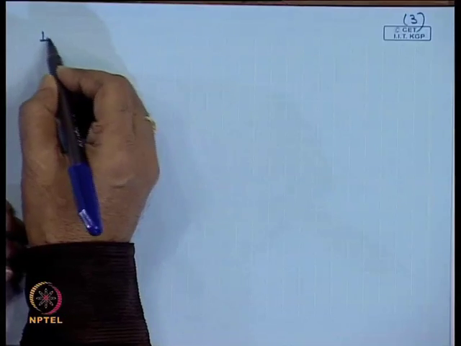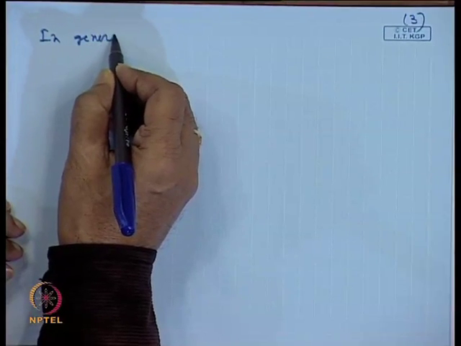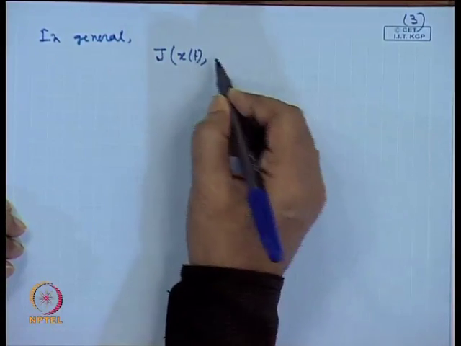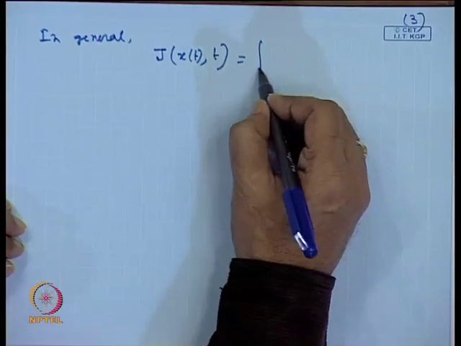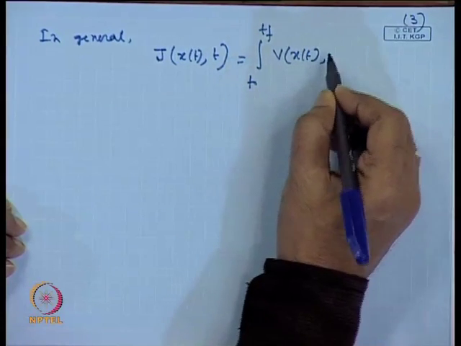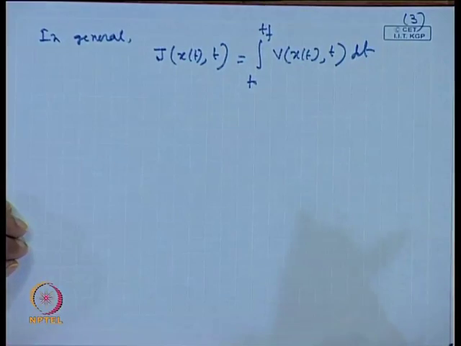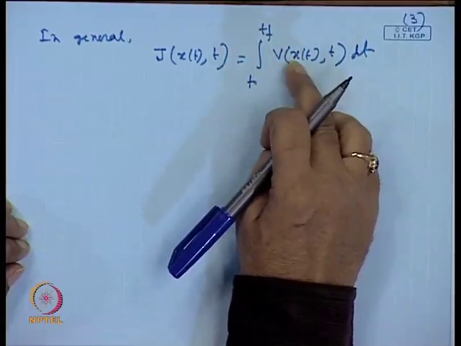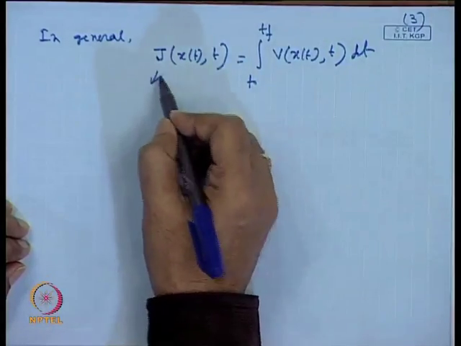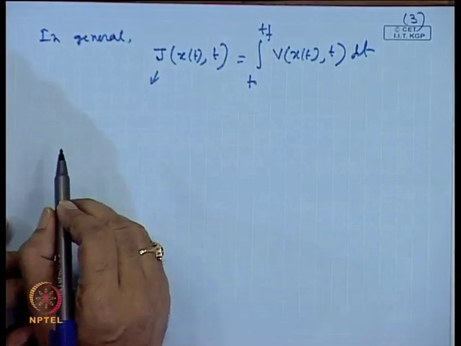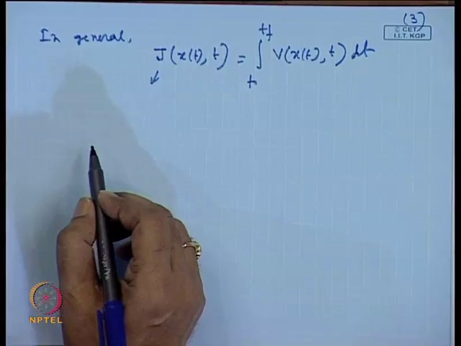And if you see, in general we can write, let us call, we have J, a functional of x(t), which is the integral from t₀ to tf of v(x(t)) dt. Okay. J is a functional, a function of a function. This is our functional. Okay. So, the next question is how to find the increment of the functional.